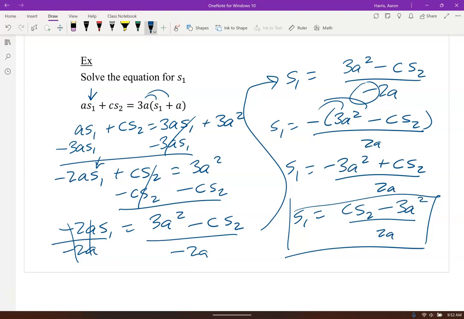And that's all it is for solving simple formulas with literal equations for a variable.